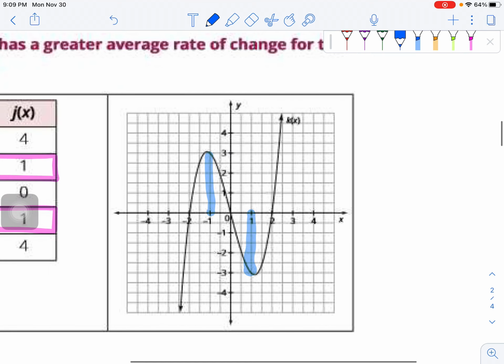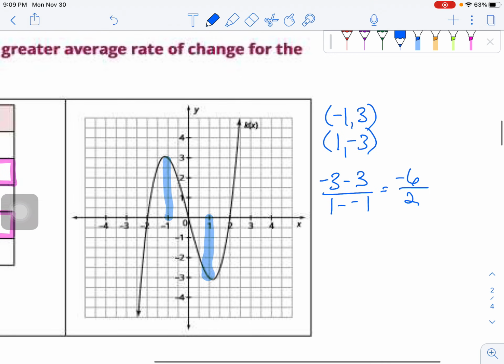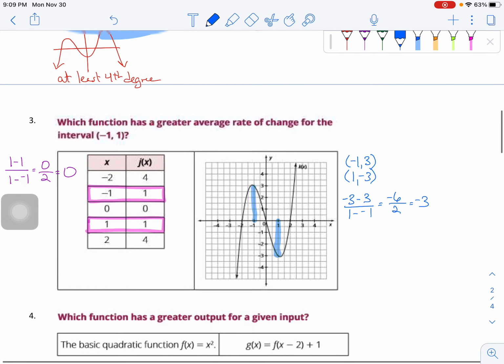Okay. So we've got -1, +3, and +1, -3. So a little slope intercept or slope equation here. So I'm going to do -3 minus 3, and then 1 minus -1. So that's going to be -6/2, which is equal to -3.